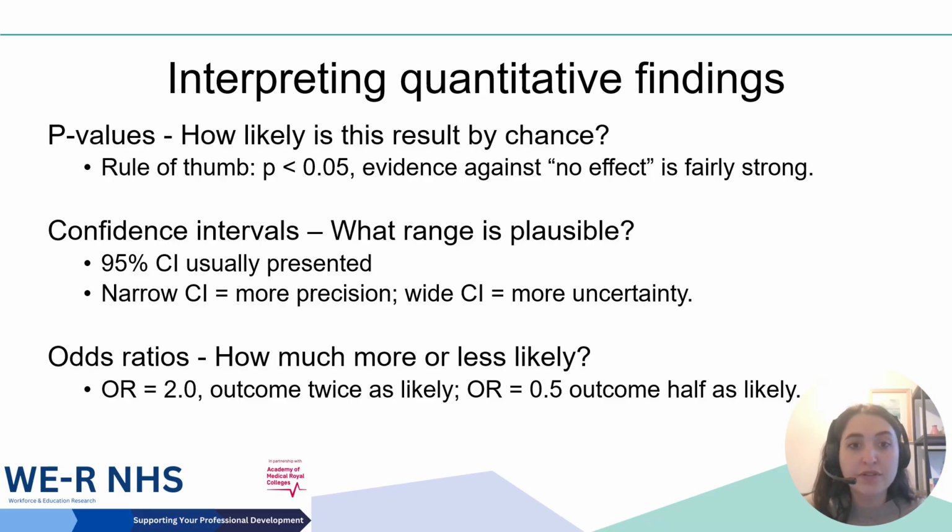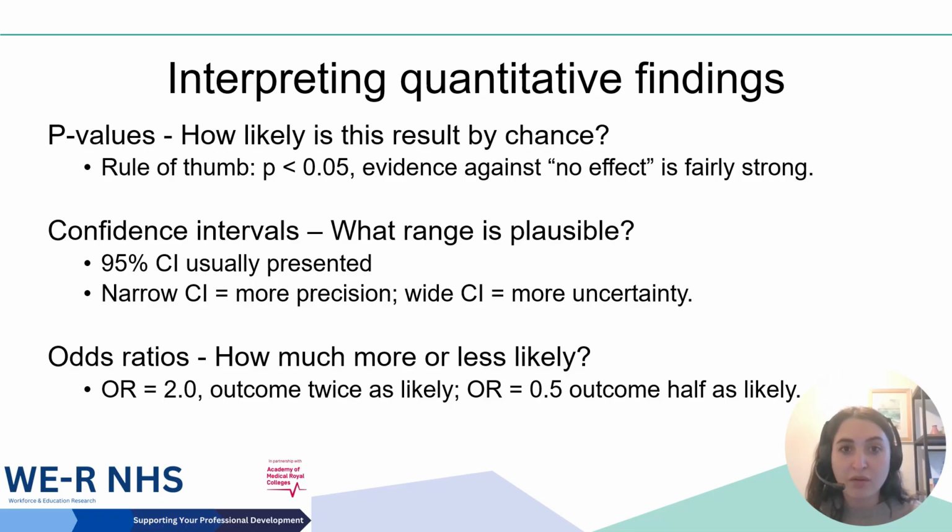Another example, so you have a drug which reduces blood pressure by 5 milligrams of mercury. The 95% confidence interval is 2 to 8. This means that the plausible true effect is somewhere between 2 and 8 milligrams of mercury.